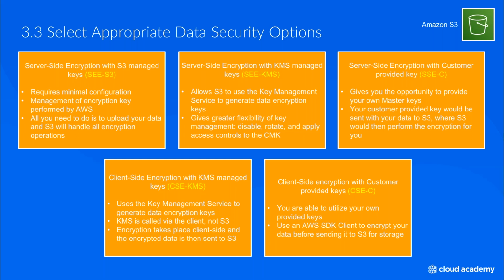So the difference between server-side encryption and client-side encryption is fairly simple. With server-side encryption, the encryption algorithm and process is run from the server side, in this instance with Amazon S3, and client-side encryption means that the encryption process is executed on the client first before the data is then sent to S3 for storage.